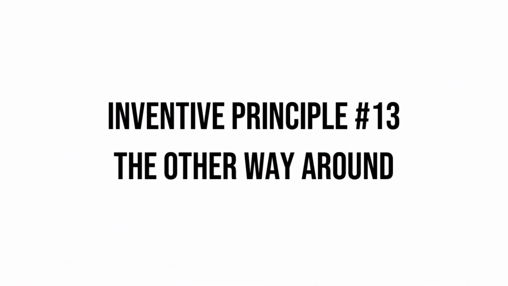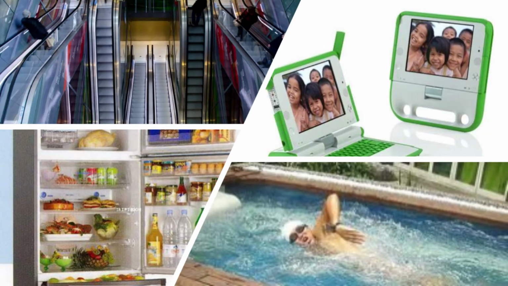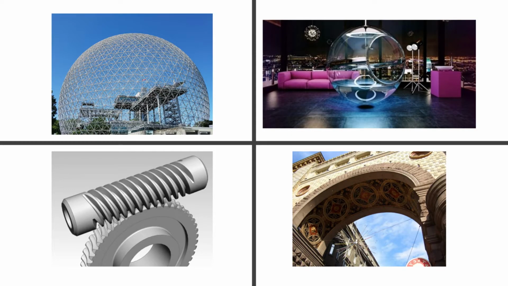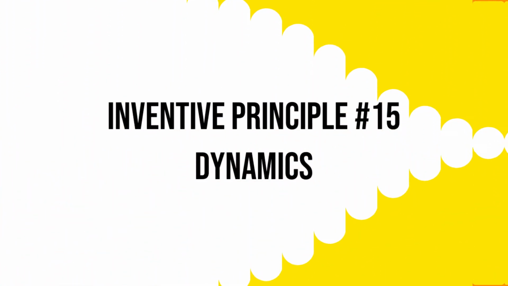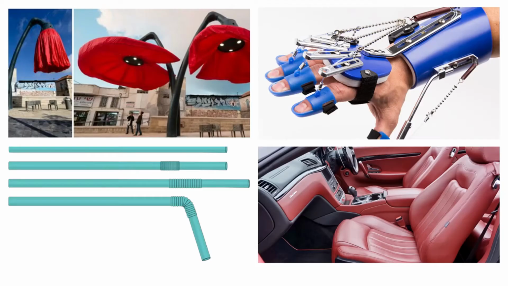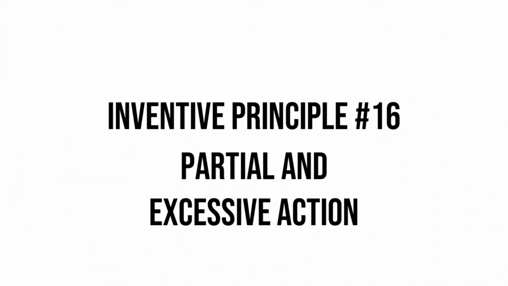The other way around. Inverse the way an object or operation works. Spheroidality or curvature. Make use of curves in shape and motion. Dynamics. Make the object or process movable. Partial or excessive action. Settle for a lower or higher achievement of the desired effect.